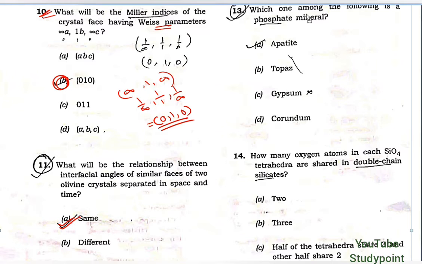The next, which one of the following is a phosphate mineral? Right answer is option A, apatite. Because topaz is a silicate mineral, gypsum is a sulfate mineral and corundum is a rock forming mineral. Next, how many oxygen atoms in each SiO4 tetrahedra are shared in double chain silicates? Right answer is option C, because one tetrahedra shares 3 and another shares 2 oxygen.